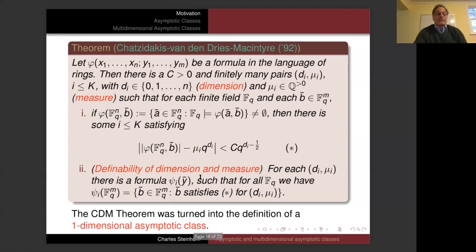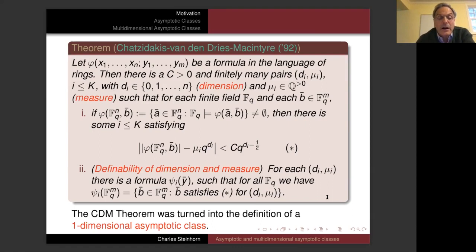So this theorem was turned into a definition by Dugald and myself of a one-dimensional asymptotic class of finite structures. So what you want to do is just think of this as a formula in some language, and you're dealing with some class of structures, and you're saying that you have this same uniformity for the number of solutions. So for each formula, there are these finitely many dimension measure pairs such that in any of the structures in our collection of finite structures, the solutions look like one of these finitely many mu i q to the d i, roughly speaking.